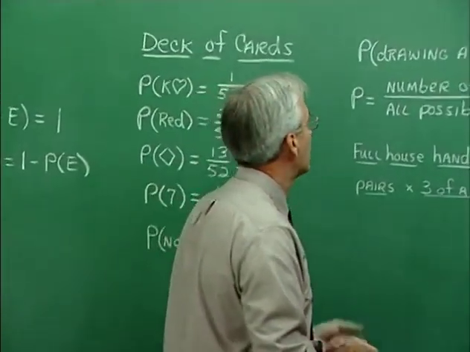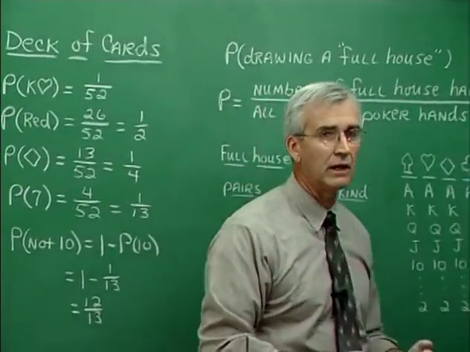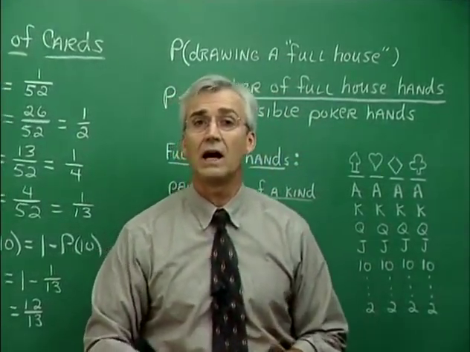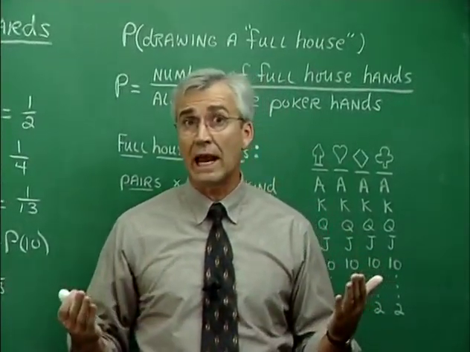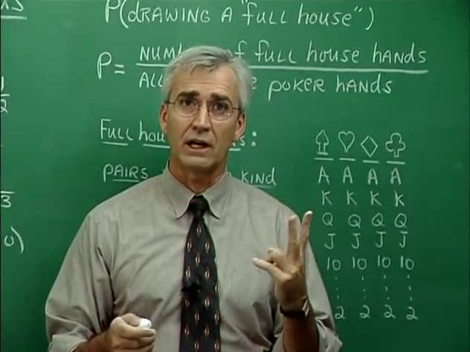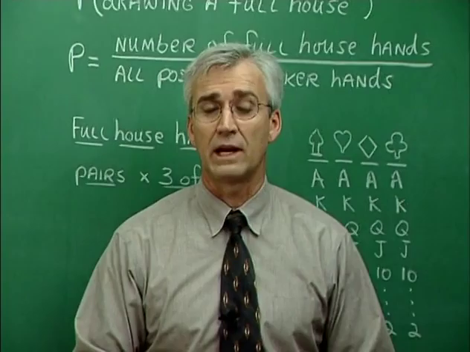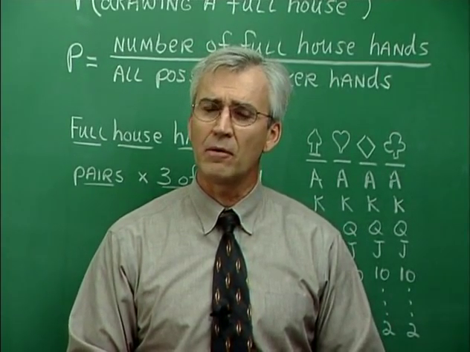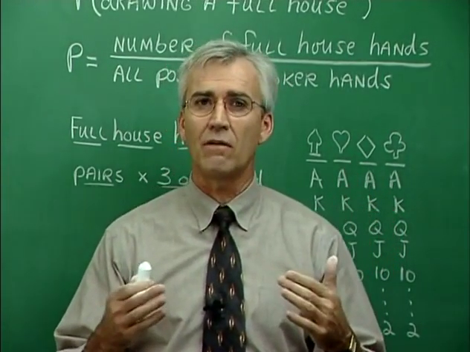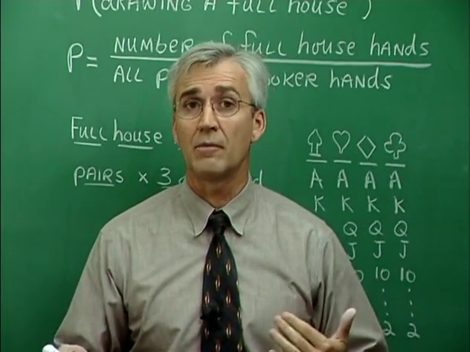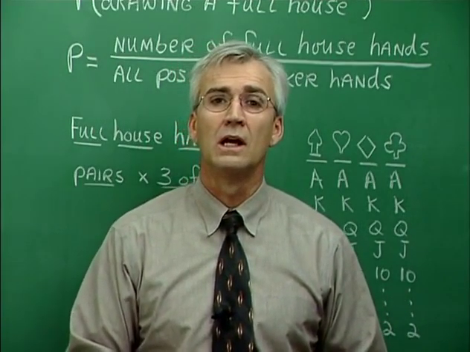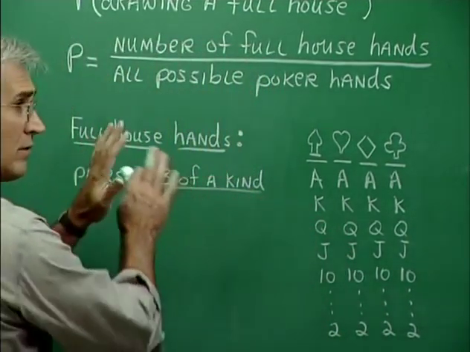What about the probability of drawing a full house in a deck of cards? Now, a full house is a poker hand consisting of 2 of a kind and then 3 of a kind for the 5 cards in the poker hand. This probability is going to involve the aspects of permutations and combinations that we talked about before. Here's how we think through the problem.